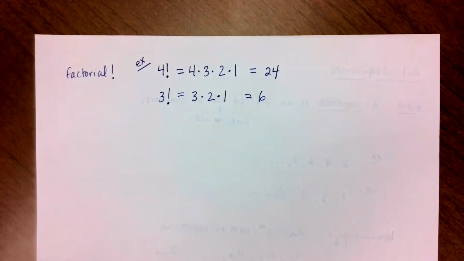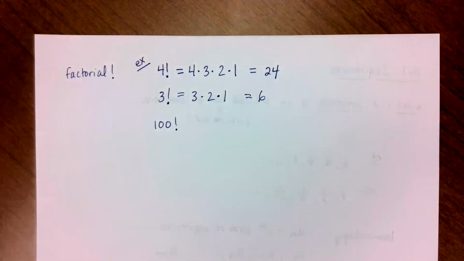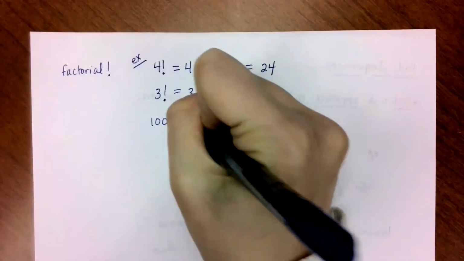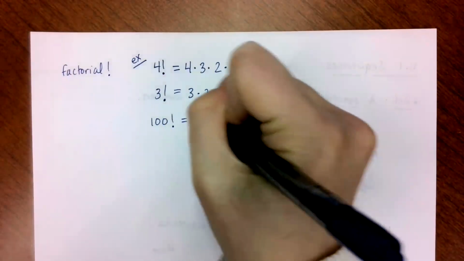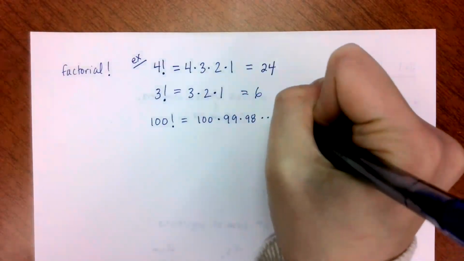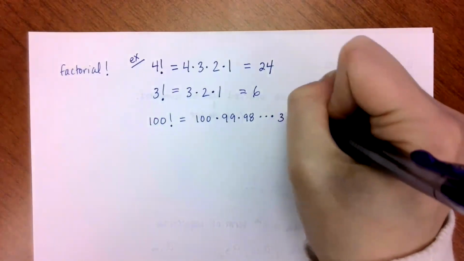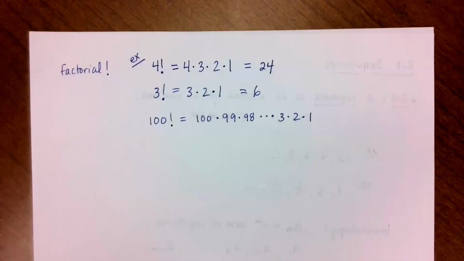When the numbers are really small, we can compute these by hand. If you have something like 100 factorial, that's a job for a calculator for sure, but we can at least write out symbolically what it would be. So it's 100 times 99 times 98, et cetera, and you continue your pattern all the way down to times 3 times 2 times 1, and that would be some very, very large number.